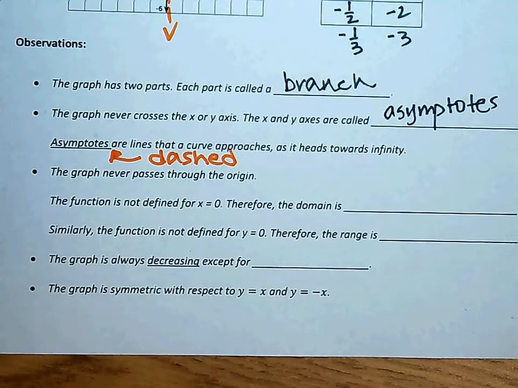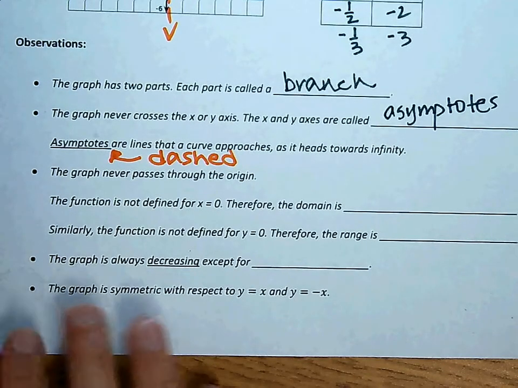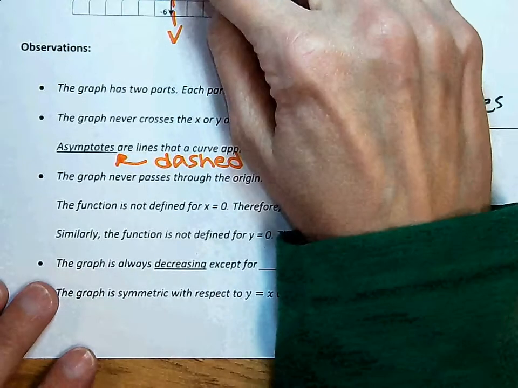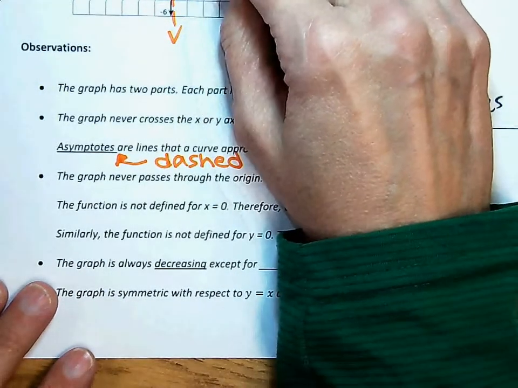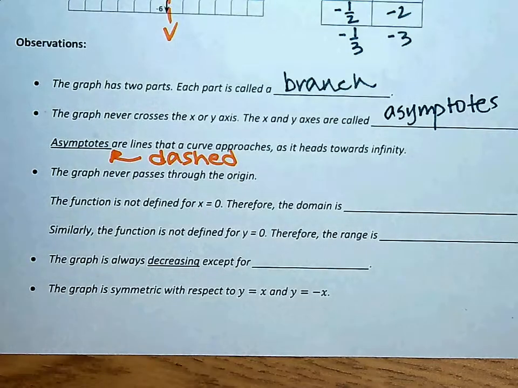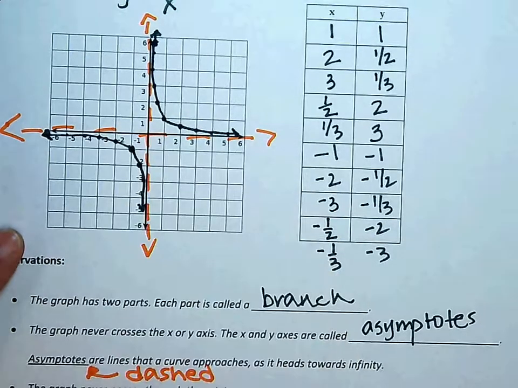Okay, so now we get to look at some good stuff. Did you notice also, this graph never crosses the origin? Well, if it can't cross either one of those lines, and those lines cross at the origin, it's not going to cross that. These guys always look like this.